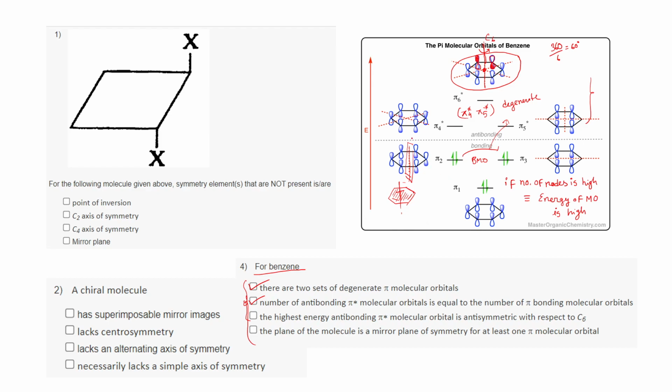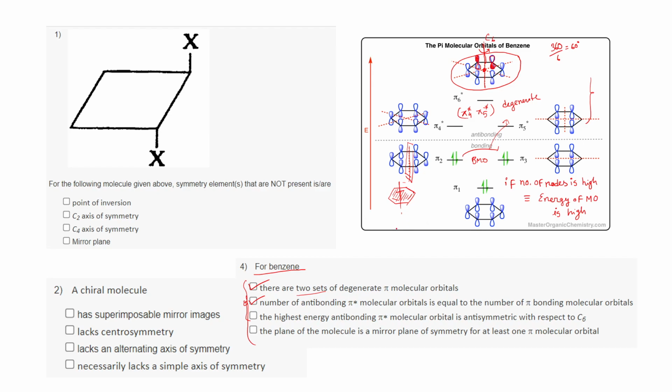Now the number of nodes is the same for pi 2 and pi 3, and they also lie at the same energy, so they are degenerate. Pi 2 and pi 3 are degenerate, and pi 4 star and pi 5 star are also degenerate. They have two nodal planes each. So the first option is correct because there are two sets of degenerate pi molecular orbitals. One set is pi 2 and pi 3, another set is pi 4 star and pi 5 star. So that is number one.